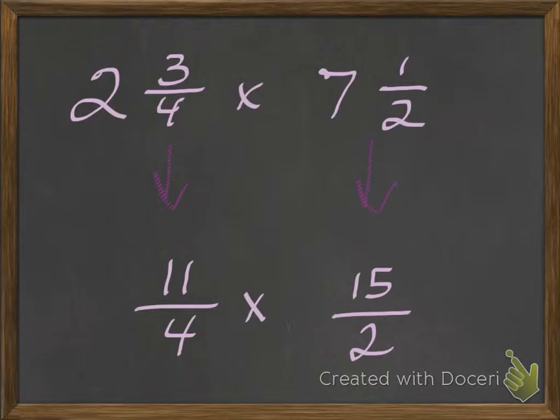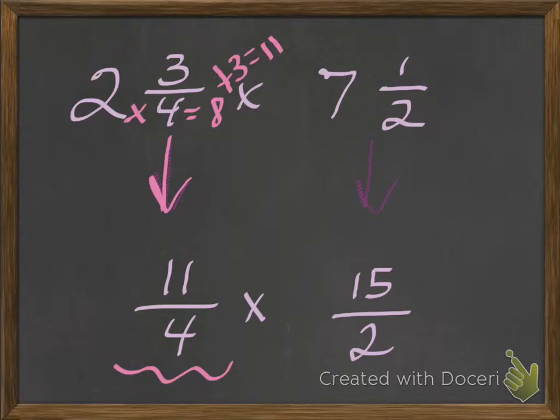So first, I'm going to multiply 2 times 4. That's going to equal 8. I've got something going on behind me. It's distracting me. 2 times 4 equals 8. Then I'm going to add on the 3 to get 11/4. So you can see down here I have 11/4, which equals 2 3/4.